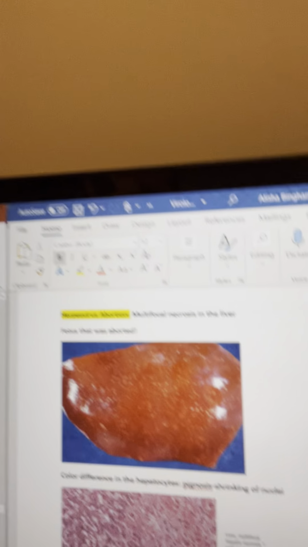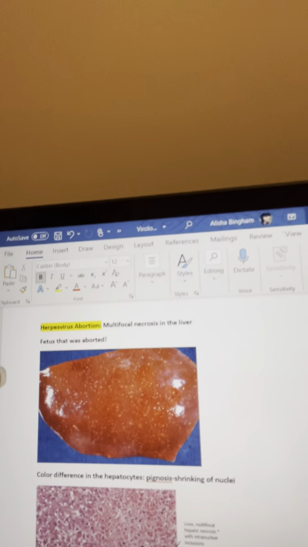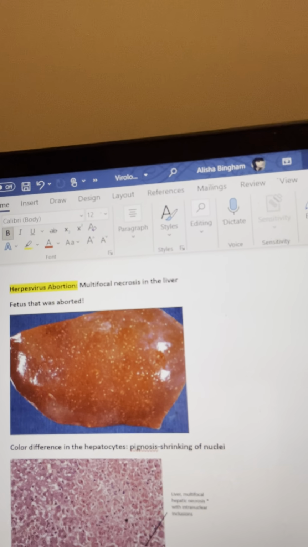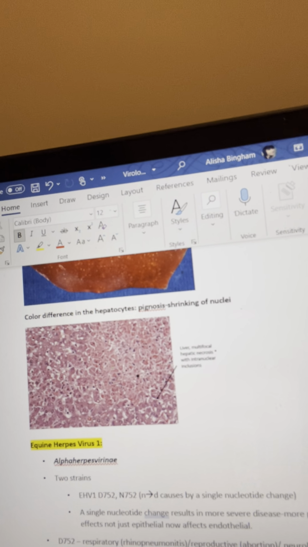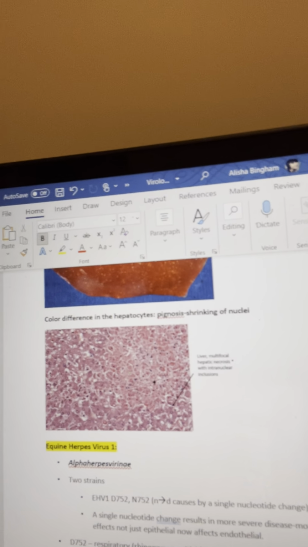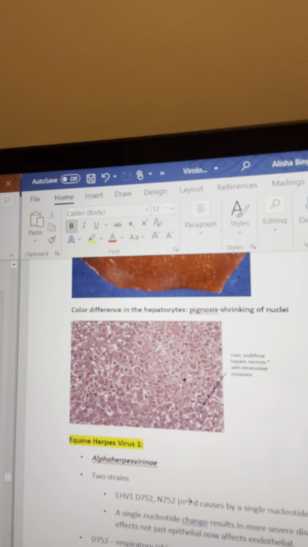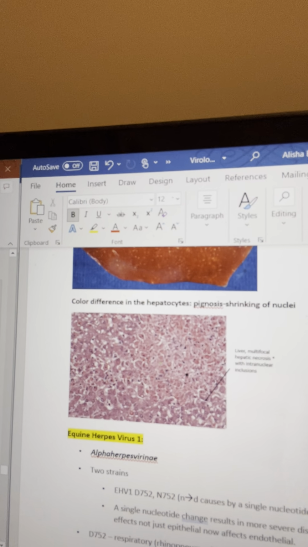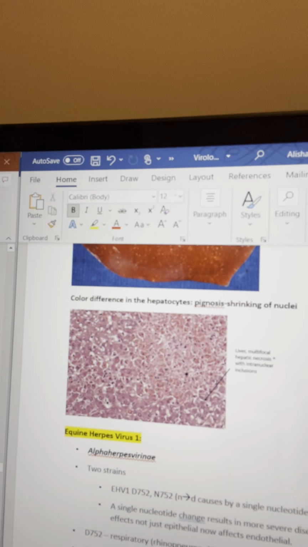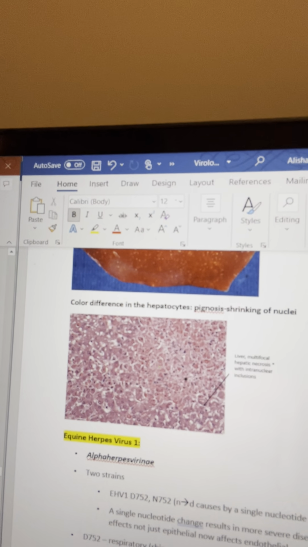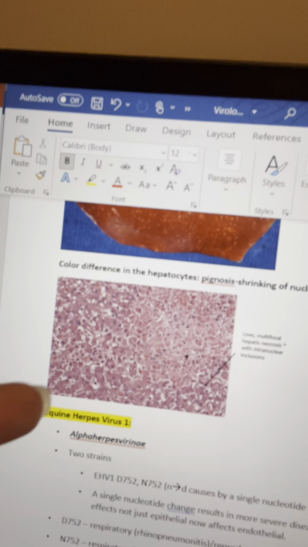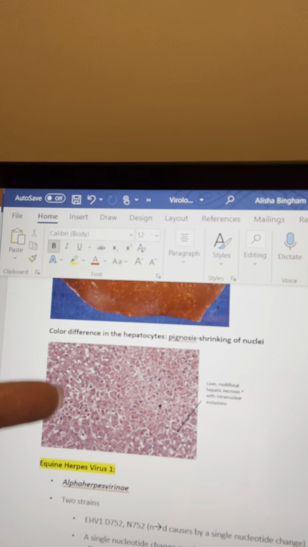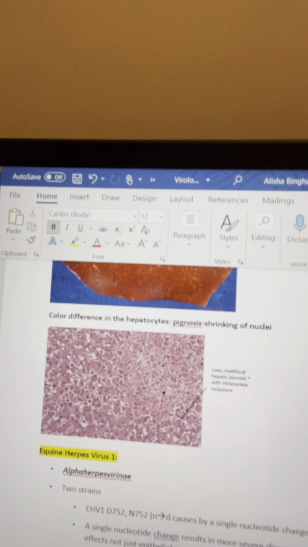Here's the herpesvirus abortion part. So we have the multifocal necrosis in the liver here. This picture is a fetus that was aborted. And then here we have the liver with multifocal hepatic necrosis with intranuclear inclusions, showing what it would look like on histology. So this is the color difference in the hepatocytes. This is also known as pyknosis, which means the shrinking of the nuclei. You probably can't see in the camera, but there are 2 different colors here. Here's normal, and over here is not normal.